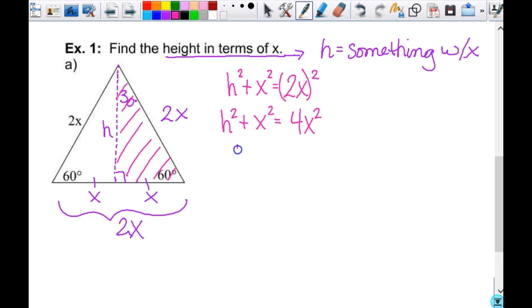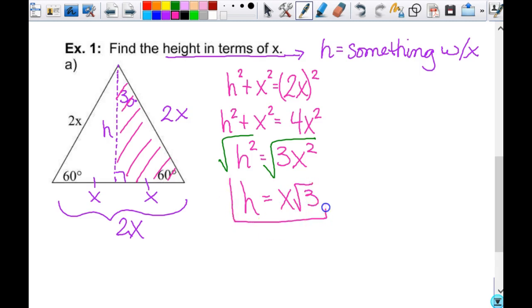Subtract x squared, so I get h squared equals what? 3x squared. And then to get h by itself, what do I do? Square root. So I take the square root of both sides here. Left-hand side, I get h. And then can I take the square root of 3? No. Can I take the square root of x squared? Yes. So that's just x times the square root of 3.